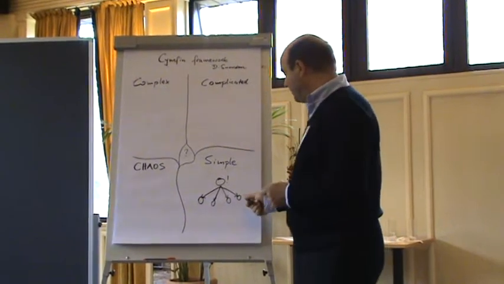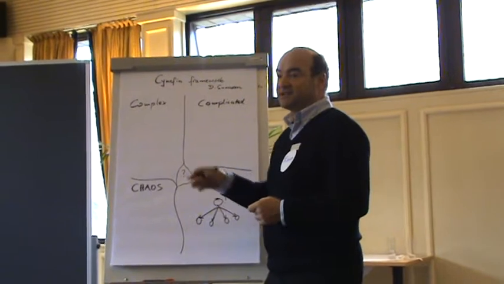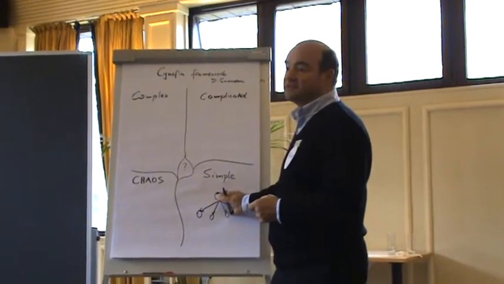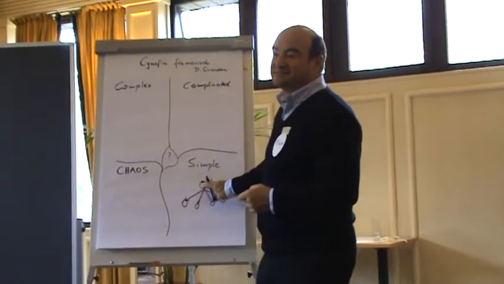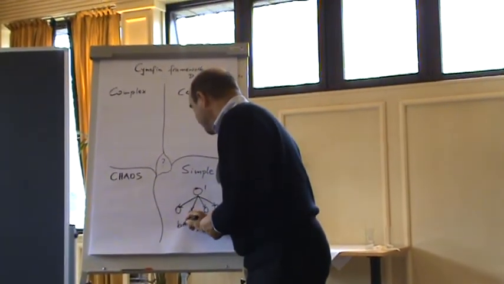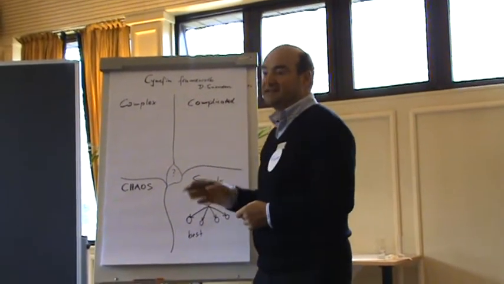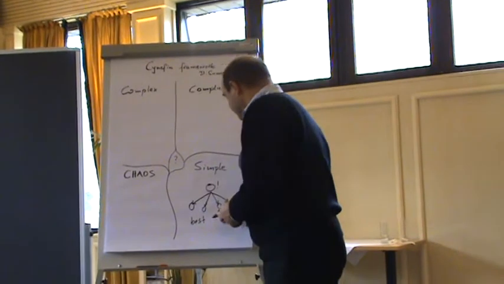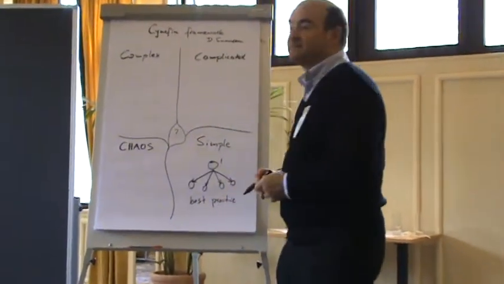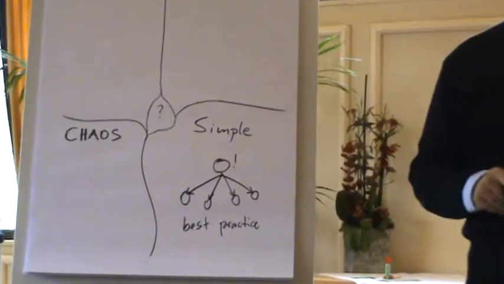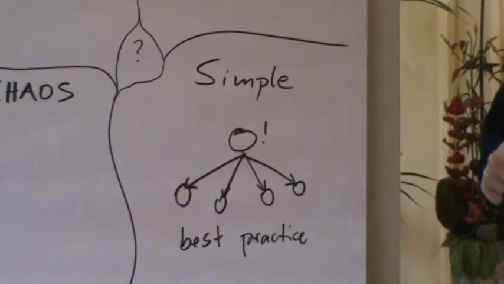The simple world is a world of what we call best practice, because for every issue that comes from a simple system, there is a known best and suitable answer. Whether it's best or not, it's the only answer the system can give. Hopefully we think it's best, but the system says what's best because there's only one answer to any question. So here we can talk about best practice. If you're sharing best practice, the underlying assumption is that we're in a simple world.